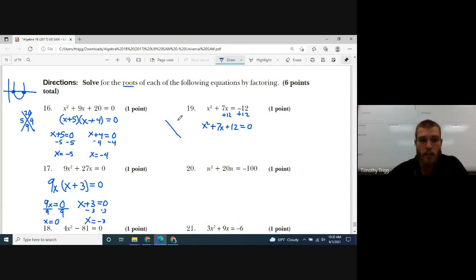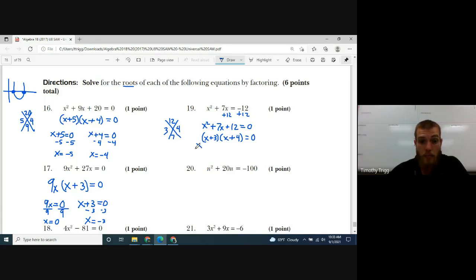Let's go ahead and factor using this big X. So 12 on top, 7 on the bottom. What two things multiply to give me 12 but add up to give me 7? So that would be 3 and 4. These multiply to 12 and add up to 7. So your factors are x plus 3 times x plus 4 equals 0. And then you set each one equal to 0.